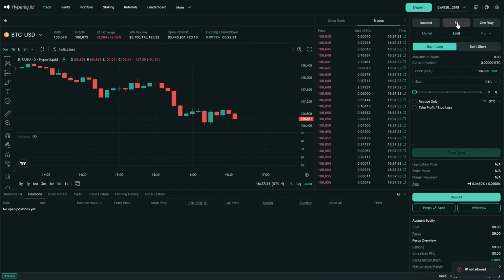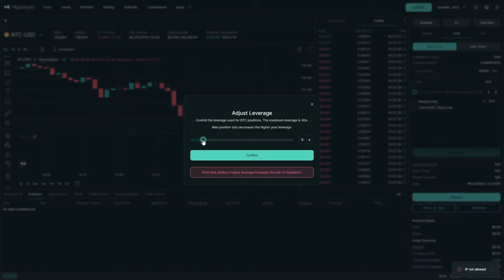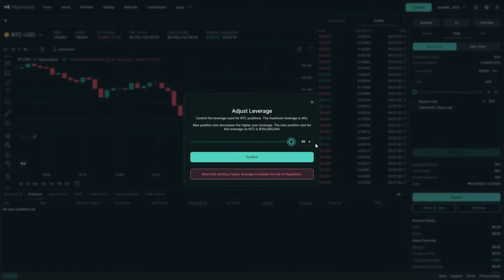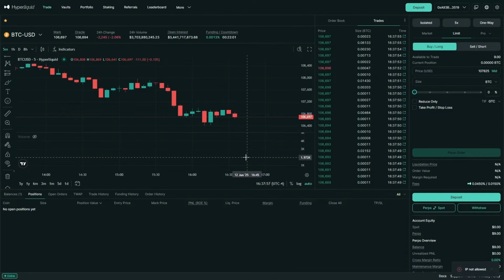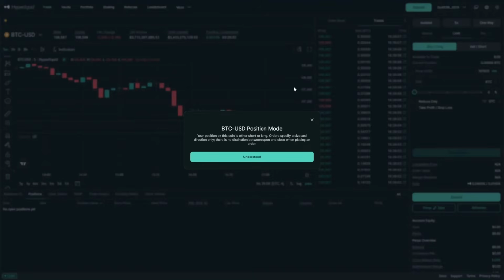Now here we have our leverage, okay? So we can go anywhere from 40x on BTC all the way down to 2x. Again, it's going to be different depending on the crypto that you are trading. So here we're just going to open up a 5x leverage position. Okay, we're going to confirm that. And if you click one way, this just means on Hyperliquid, you can only trade one way. So if you're trading BTC, you can only open up one position at a time, either short or long. You cannot open up two different positions together on the same token.